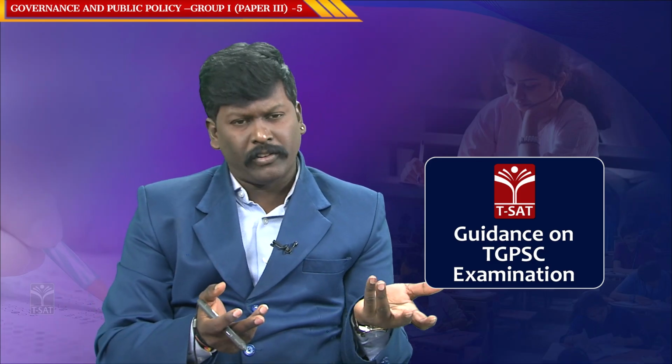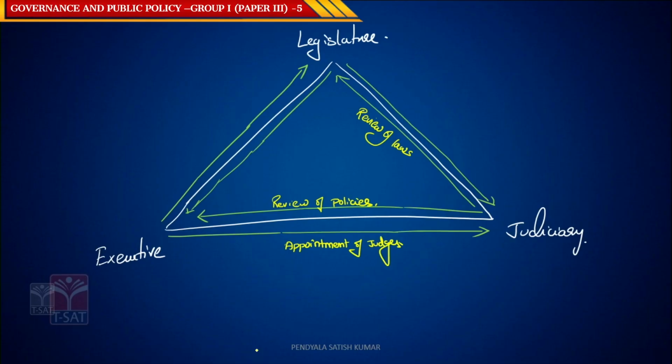How does the executive check the judiciary? Who is part of the executive? President is part of the executive. So the president appoints the judges. Appointment of judges. Similarly, legislature checks the judiciary in removal of the judges.